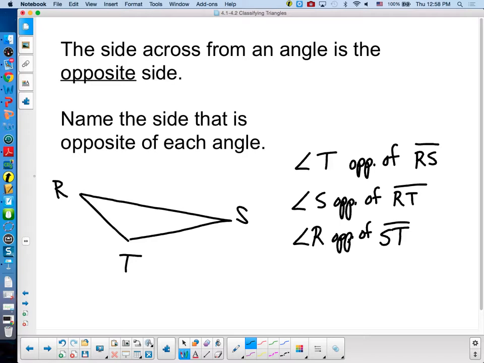All right, we got a few that are kind of iffy maybe, so let's do a little color coding. Angle T is made up of these two sides, so the other one is opposite of it. So this side, RS, is opposite of angle T. If I go with angle S, in green, this side and this side make angle S. So opposite of angle S would be segment RT. Is that helping? Okay. All right, that's the idea of being opposite of it.